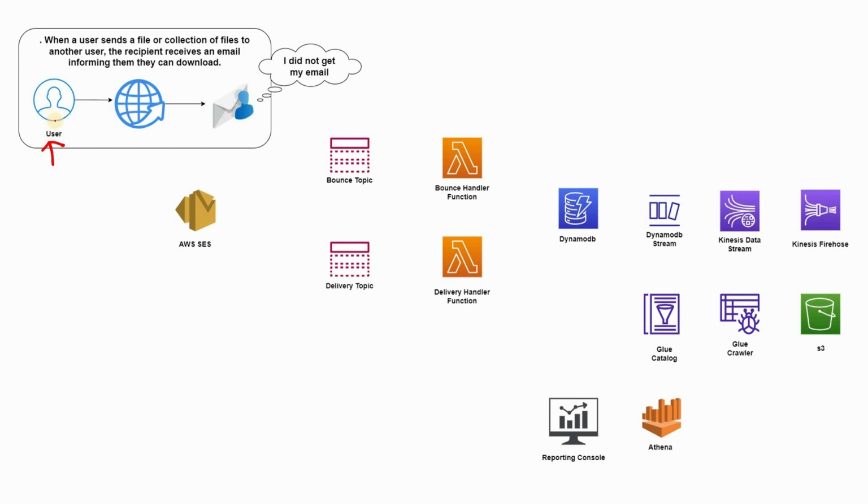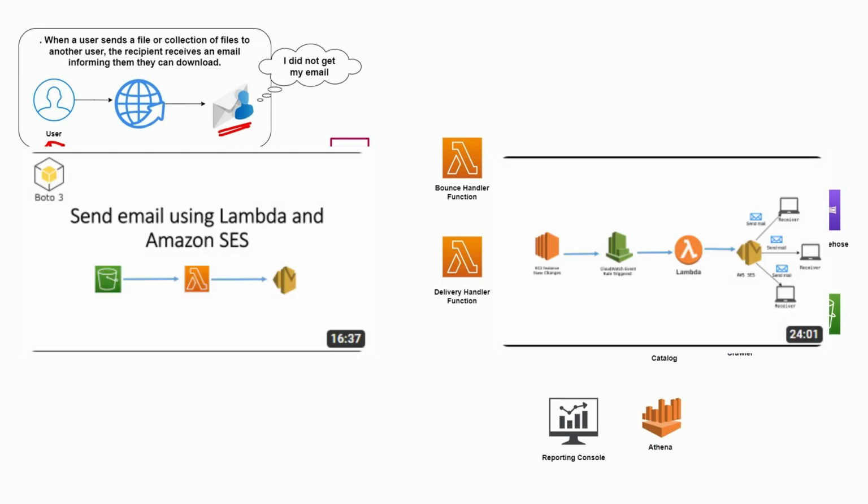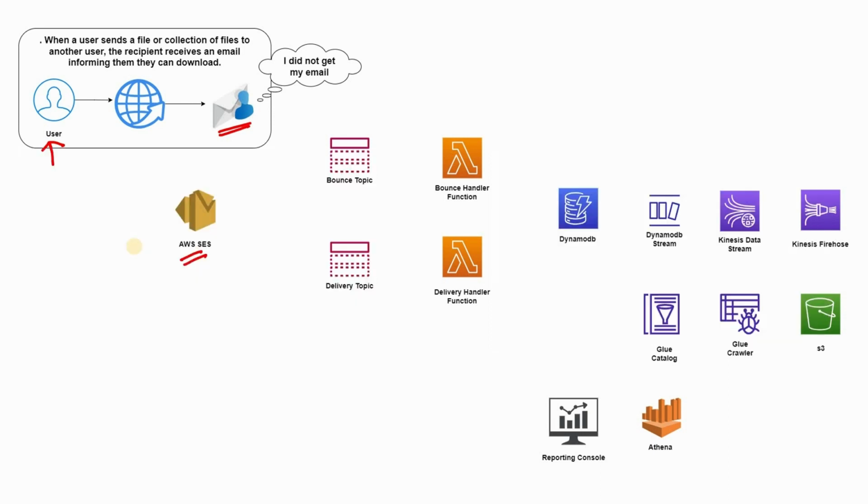Whenever a user shares a file or collection of files, the recipient receives a mail. And for that Media Shuttle is using AWS SES, Simple Email Service. Related to this particular service, I have already created several videos. You can explore those videos to understand how this service helps in email delivery. So what happens in the case of Media Shuttle?